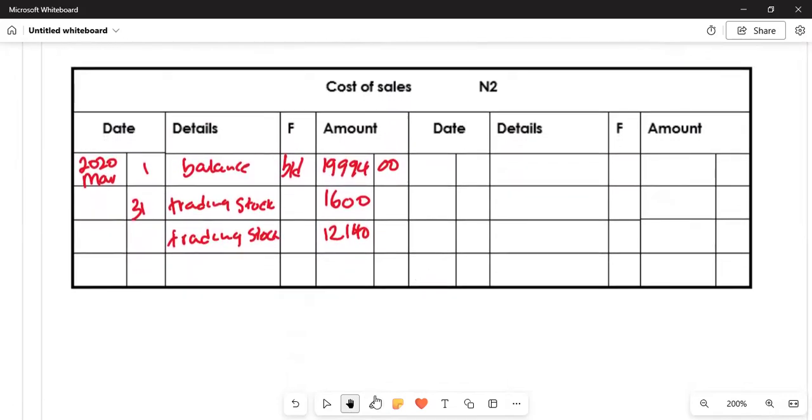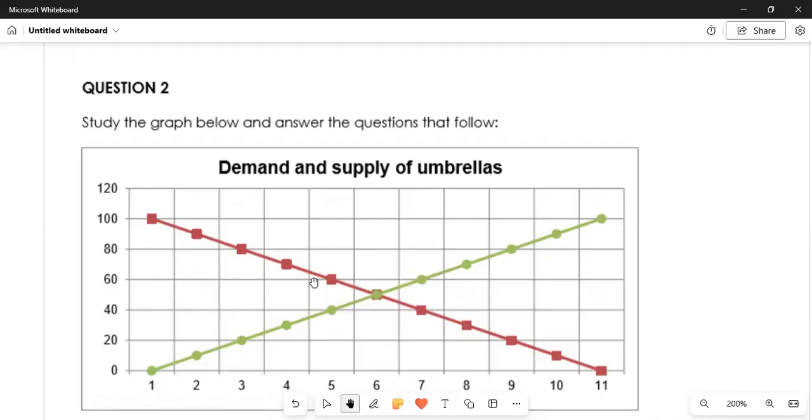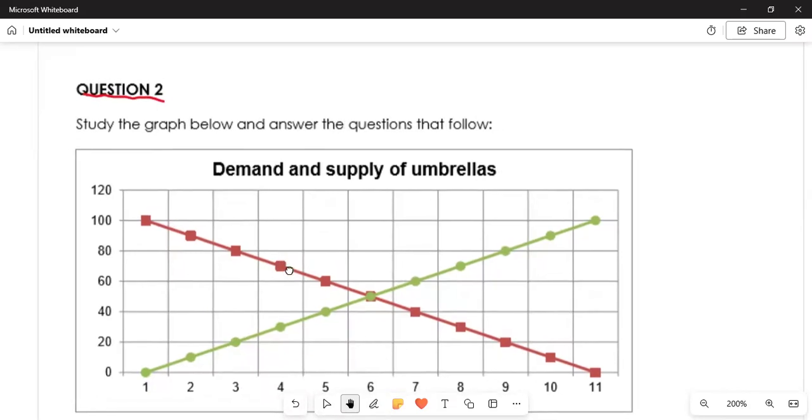So now we're going to add them together, and we are going to get what? 33,734. So that is that. So now we are to go and attend to question 2. Here is our question 2. Then we are to answer the questions under this question 2 as it reads as follows.